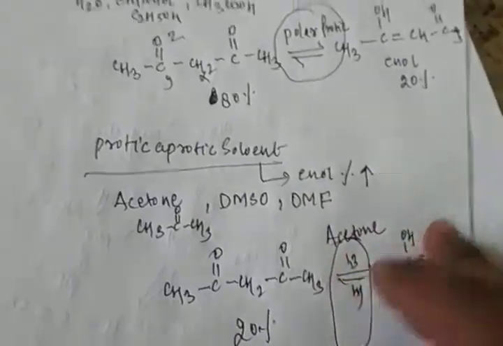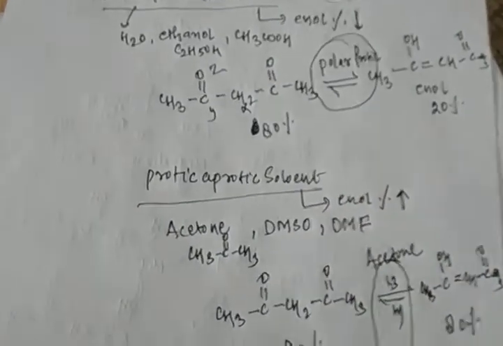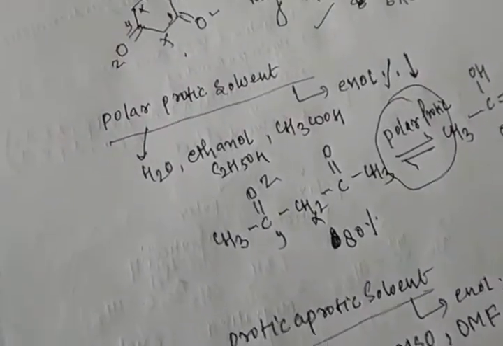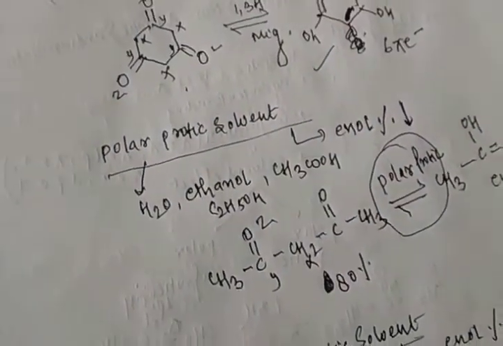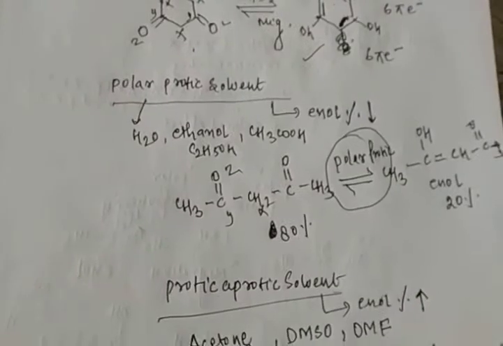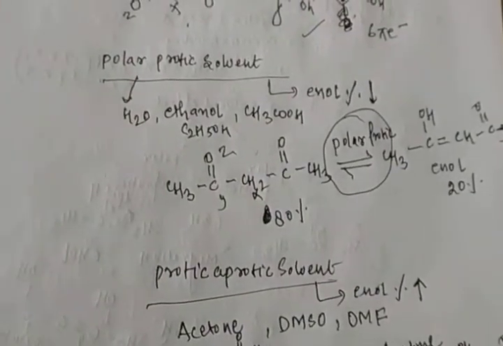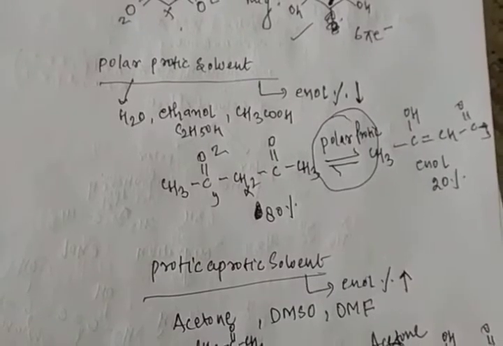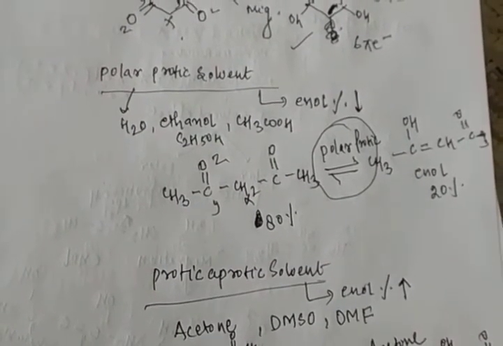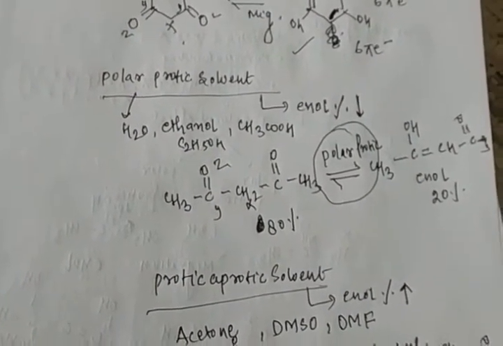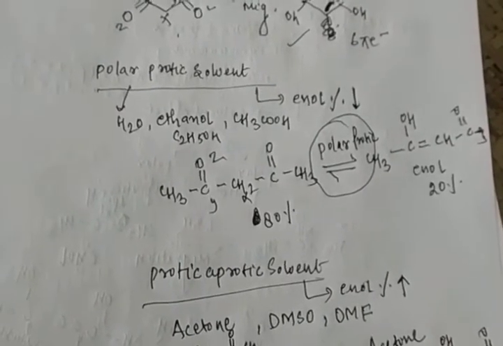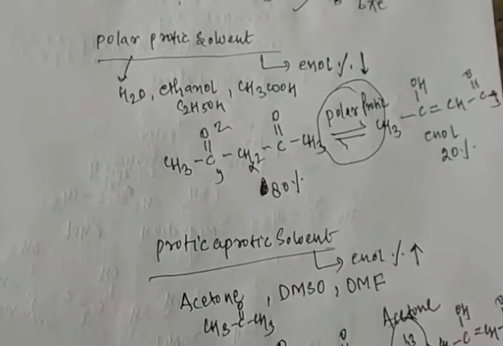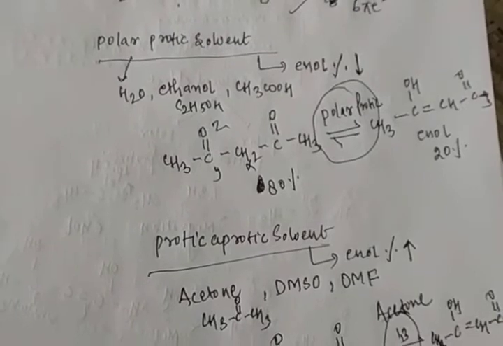So now you have learned the actual work of polar protic solvent and polar aprotic solvent. Clear? This is now the complete structural isomerism full topic. The first is chain, then position, then metamerism, then functional, then ring chain isomerism, then tautomerism. Clear? This is a full explanation of structural isomerism.